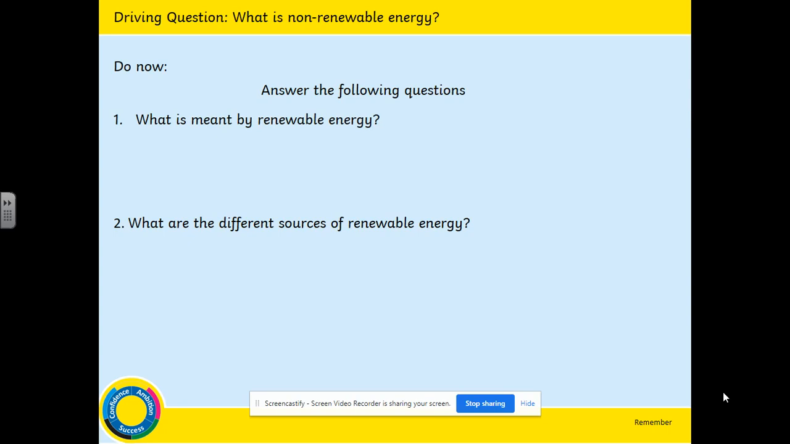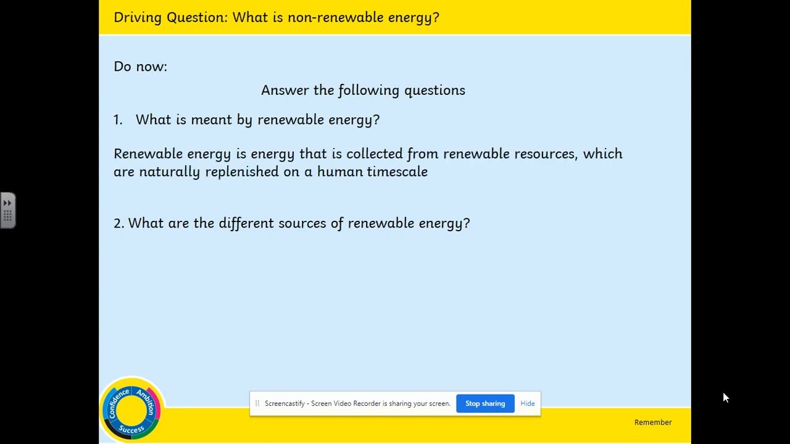Welcome back. The answers are: question 1, renewable energy is energy that is collected from renewable resources which are naturally replenished on a human timescale. Answer for question 2, sunlight, wind, rain, tides, waves, and geothermal. Now, based on our last lesson, these weren't the ones that we listed. Can you remember them? Now, if you were to see this very same question again in the future, you can answer it differently. What are the different sources of renewable energy?